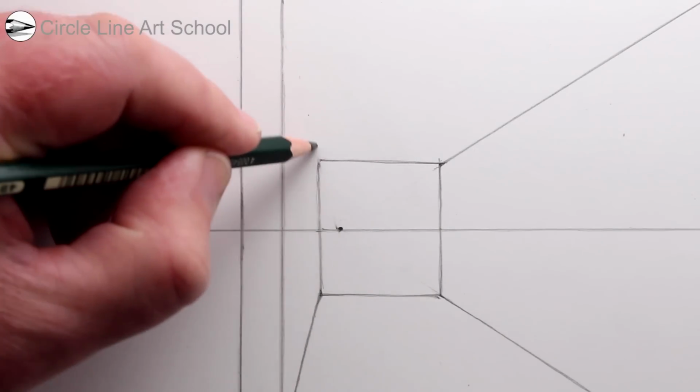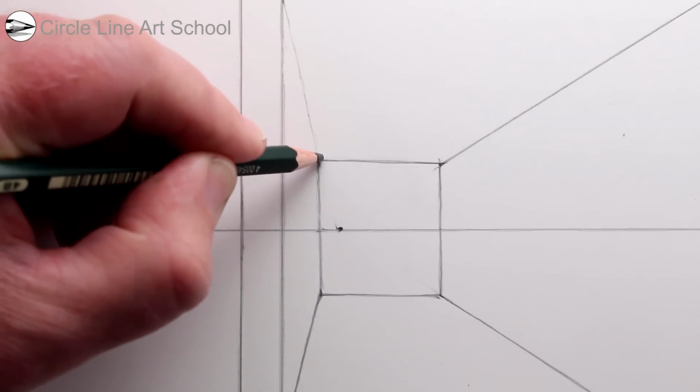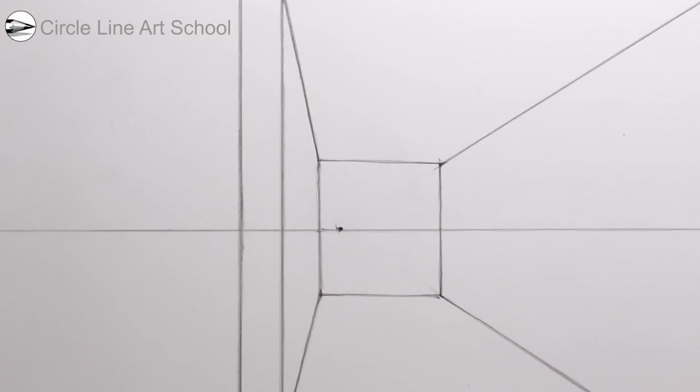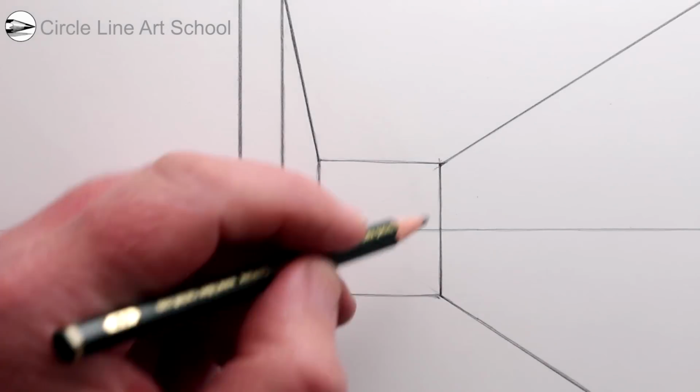Once we have 4 of these lines coming from the rectangle, then we've sort of created a room or a hallway on the right of the drawing, with a wall coming towards us in the middle, just off the middle of the drawing. Next, we can draw a door.